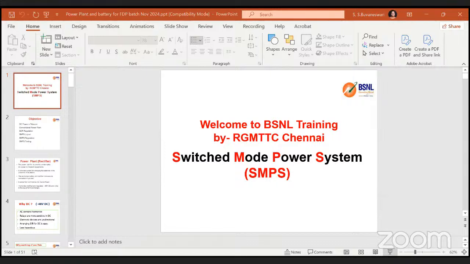Very good evening, participants. I welcome you all to today's session online. My name is Bhaskar, subdivisional engineer and faculty at RGMTTC Chennai. I welcome you all to today's session on power plant and battery. These are the basic infrastructures required at any of the telecom buildings. This is about today's session objectives.